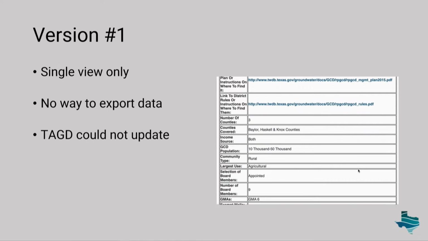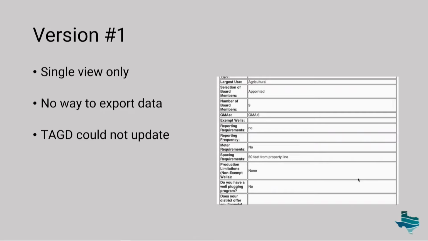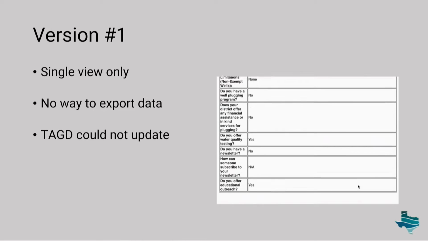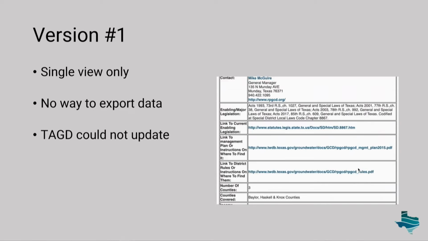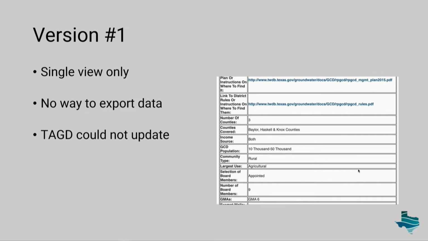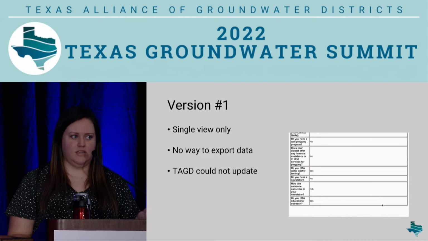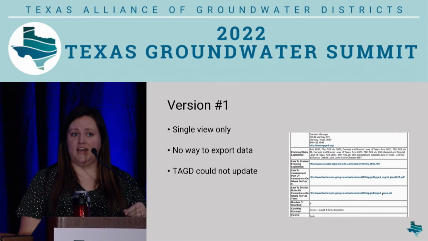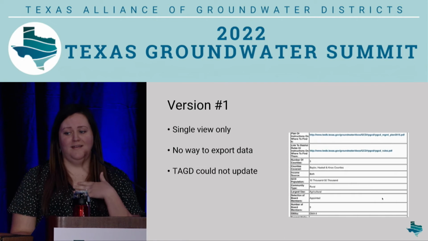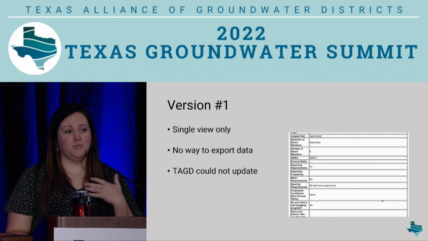The worst thing, I'll get back to the worst thing. There was only a single district view. You could just scroll down and you had to look through every single parameter for a single district. There was no way to easily compare them unless you were taking really good notes. You couldn't export the data, and in my opinion, the worst thing that gave me a lot of heartburn is that we couldn't update it.